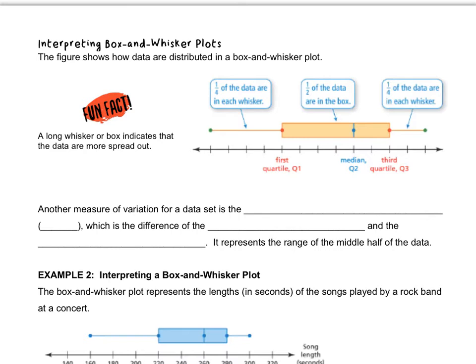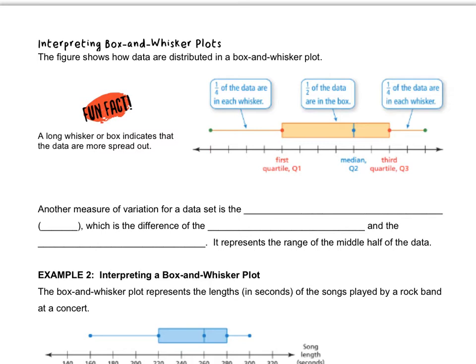So if you have a long whisker, it means that you're spread out. If you have a short whisker, it means that you're clumped together. If you have a long section in your box, it means it's spread out. If you have a short section in the box, then it means that they're clumped together in that range.